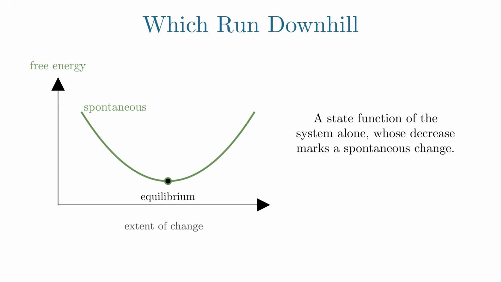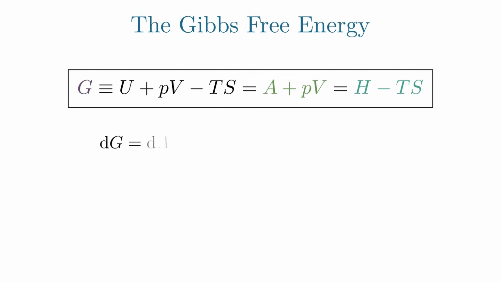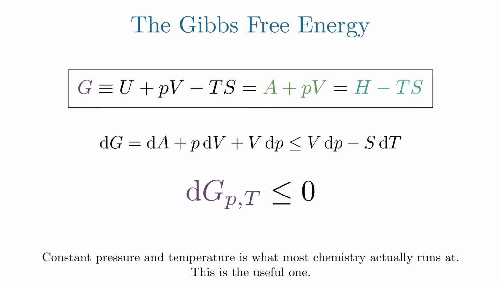It is also quite common to keep the pressure of the system constant. We now define the Gibbs free energy G as U + PV − TS. Then following a similar argument, we have dG ≤ V dP − S dT. Thus at constant pressure and temperature, we have dG at constant P and T ≤ 0, where the equality holds for equilibrium. This is a very useful condition indeed.